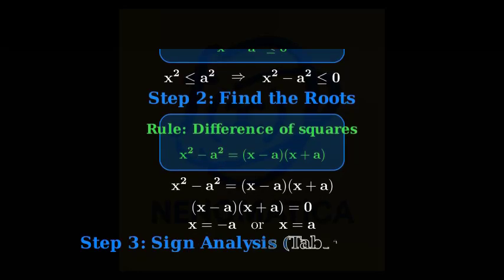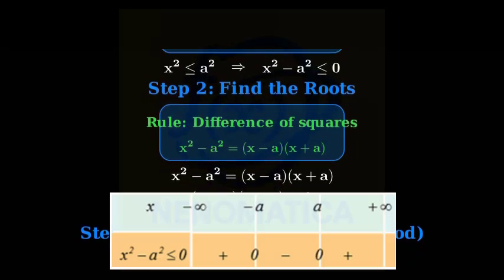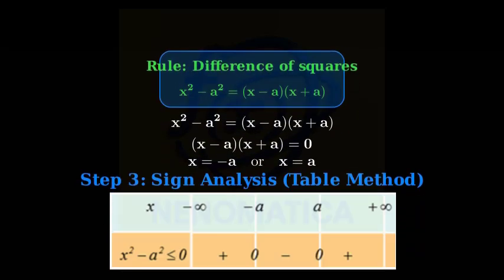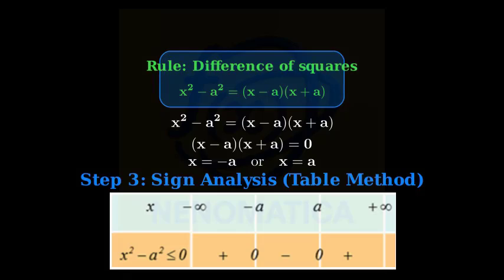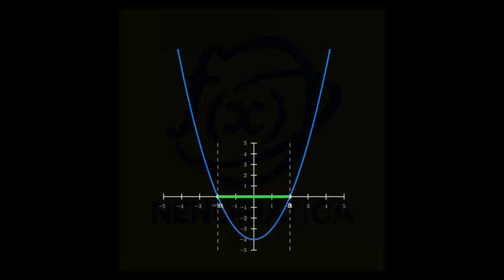Step 3. Sign analysis. Because the coefficient of x squared is positive, the parabola opens upward. Between the roots, the expression is non-positive, and outside the roots, it is positive. We will make a quick sign table to see plus, 0, minus, 0, plus across the intervals. Let us also visualize the parabola y equals x squared minus a squared for intuition.